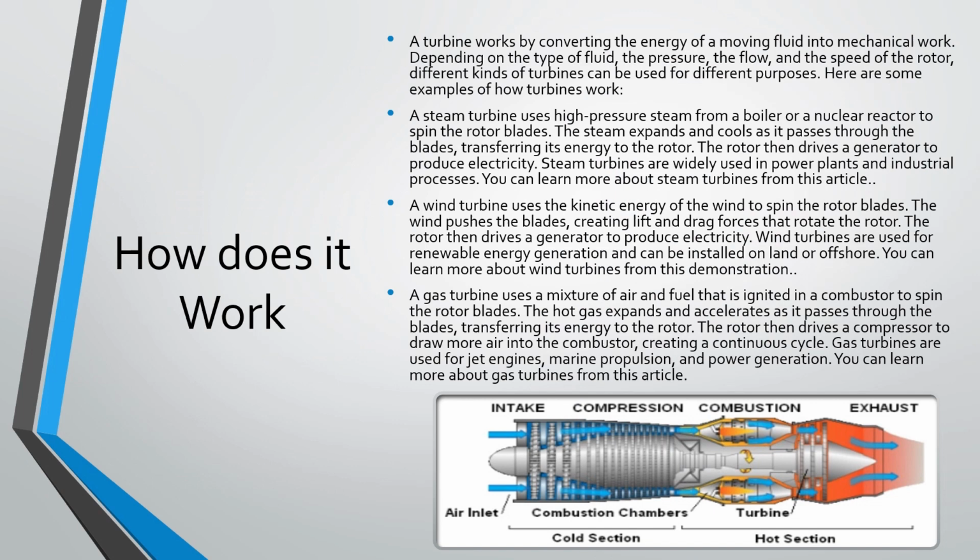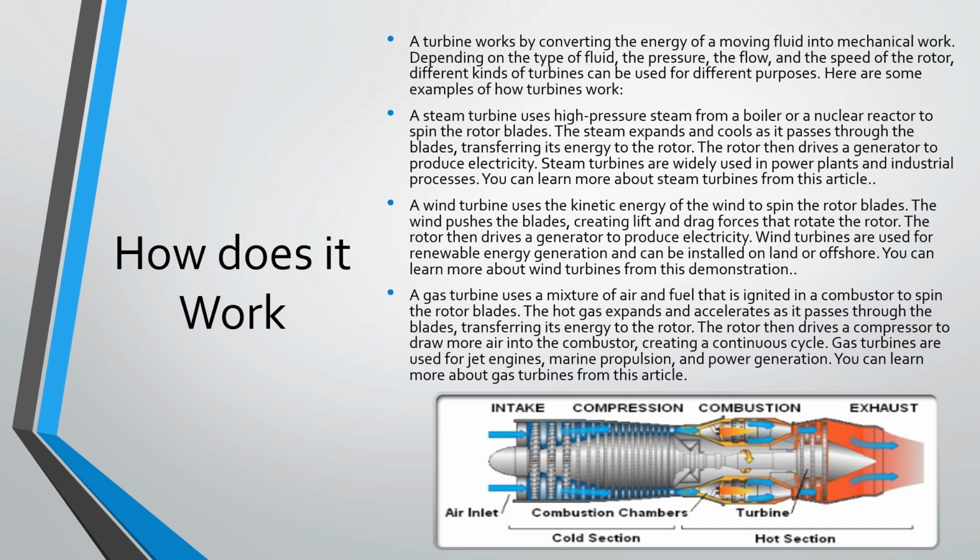A turbine works by converting the energy of a moving fluid into mechanical work. Depending on the type of fluid, the pressure, the flow, and the speed of the rotor, different kinds of turbines can be used for different purposes. Here are some examples of how turbines work.